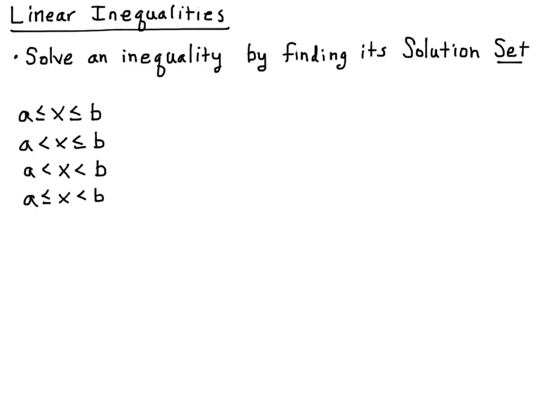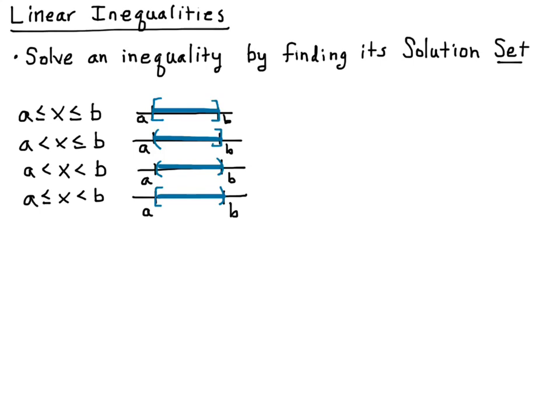Okay, so we have several ways to represent inequalities. You can see the number that I'm talking about, the variable here, x, is in between a and b. And the difference here is that we have either a strict inequality where it's less than, or we have an inequality that includes the equality, so we'll have a less than or equal to sign.